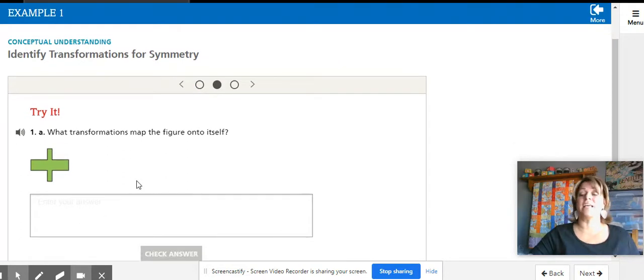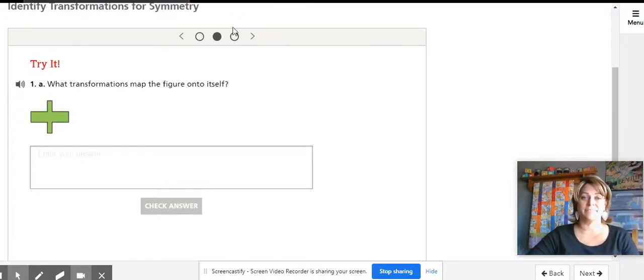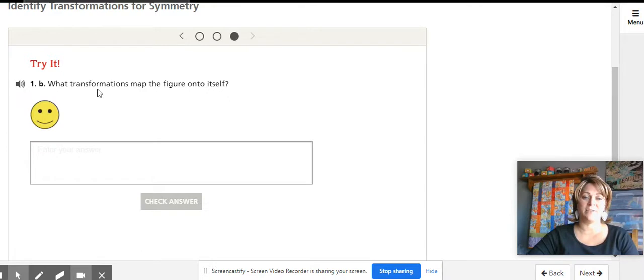Now consider the transformations for this one. So think, does it have reflectional symmetry? Does it have rotational symmetry? Make sure to check your answers to see if you're on the right track. And here's another one. Does it have rotational symmetry? Does it have a reflection line of symmetry for this figure?